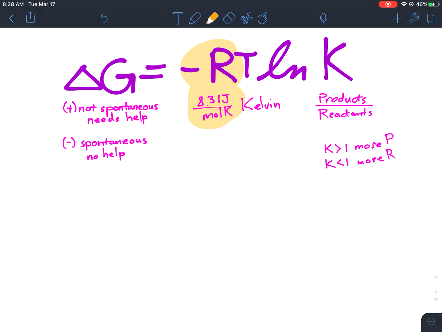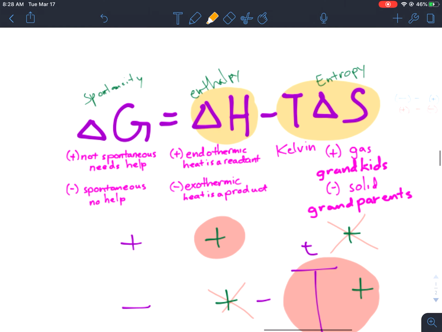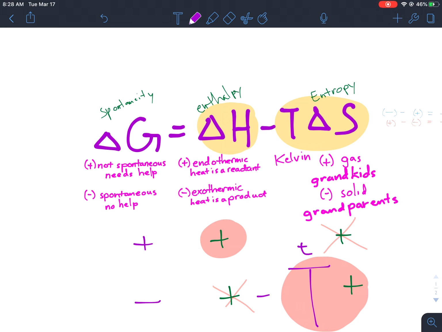Oh, I should have said this in the last one. Delta G is generally in kilojoules. Delta H is generally in kilojoules. And delta S is normally in joules, okay? So that's something that you always kind of got to watch for. You got to convert your delta S to kilojoules, okay?